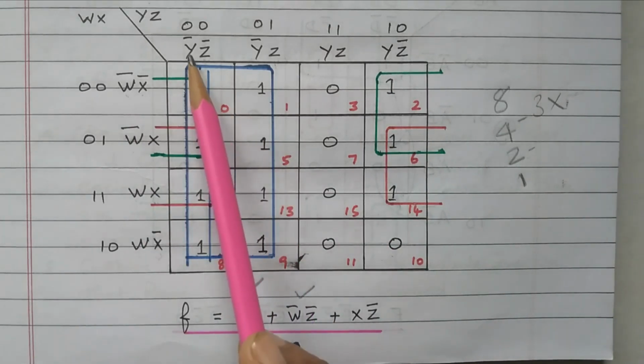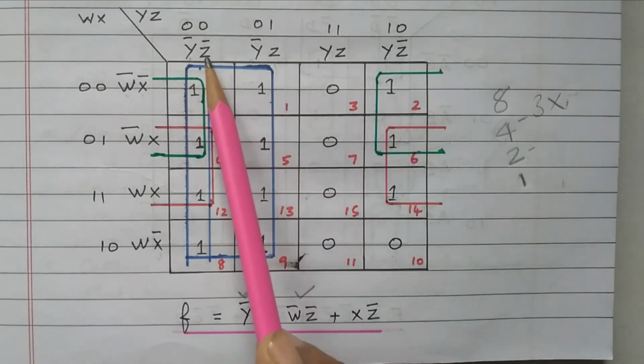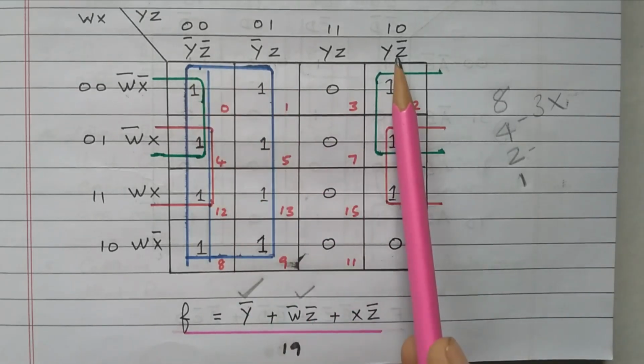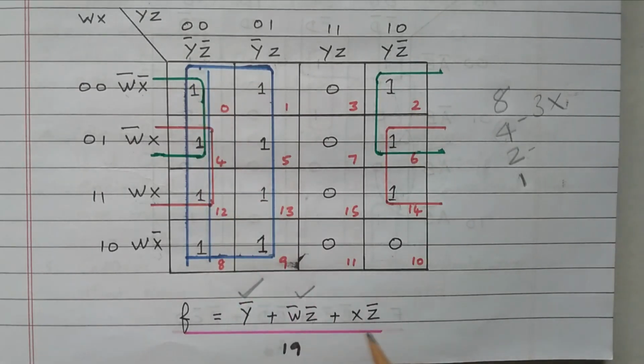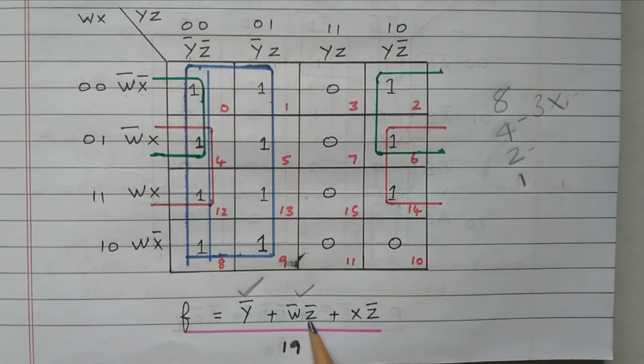Y bar Y gets cancelled, Z bar Z means only that is available, and Y bar gets cancelled. So finally we get this expression: the function F equals Y bar plus W bar Z bar plus X Z bar. This is the simplified expression from the K map.